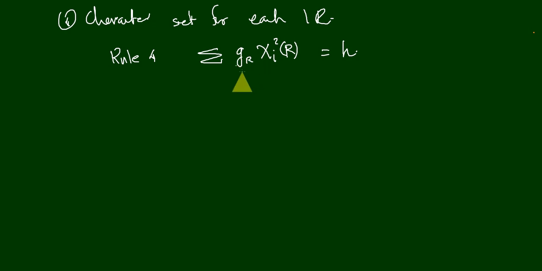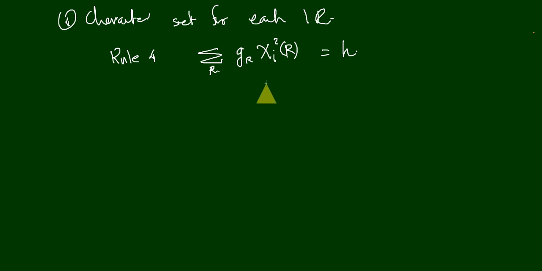In the case of C3, gR is 2. And in the case of sigma v, gR is 3. In the case of E, gR is equal to 1. Okay. And we have to sum these squares over entire operations. Okay. So sigma R gR chi i square R is equal to h. That is what rule 4, derived from the great orthogonality theorem, states.